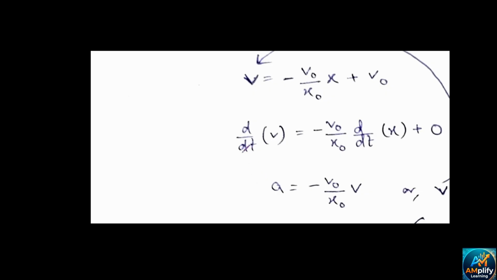Further on, what we do, we differentiate this equation with respect to time. So d by dt of v, we will be getting acceleration. Okay, and here this is a constant term, it will be out of the derivative, and we take the derivative of x with respect to time. This is a constant term, so it yields us 0. So this is the equation we get after differentiating this equation with respect to time.